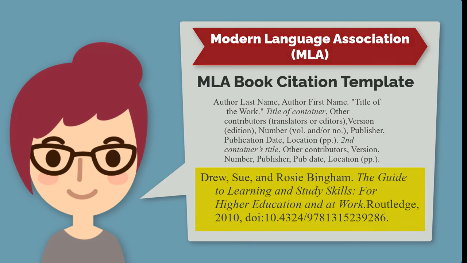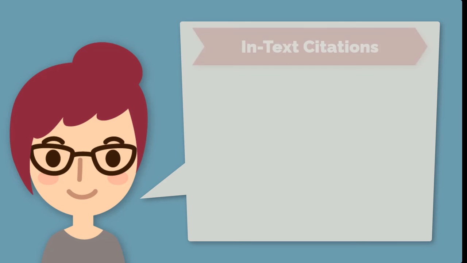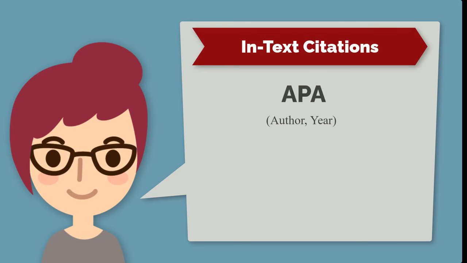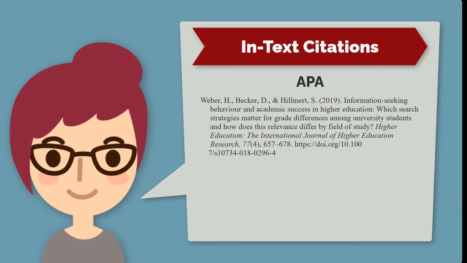But what about in-text citations? APA and MLA differ slightly in that APA follows an author-year format and MLA follows an author-page format. This is the same no matter what type of source you're looking at. So if we wanted to create an in-text citation for the journal article for which we've already created an end-of-text citation, we could do this in two ways.